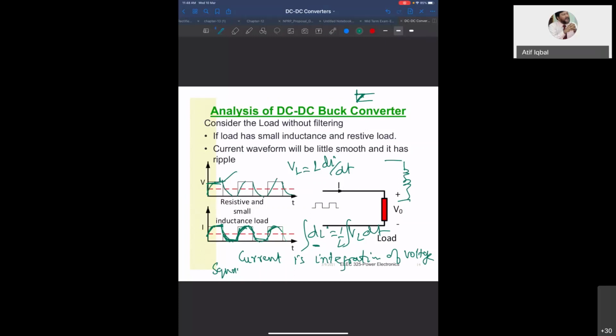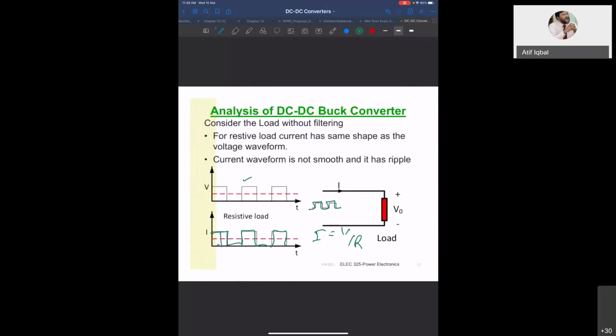So this is how your current is improved. Your inductor acts as a filter. It filters out the ripple. You see here there is a large ripple in the current. This is the complete ripple, from here to here it is ripple.